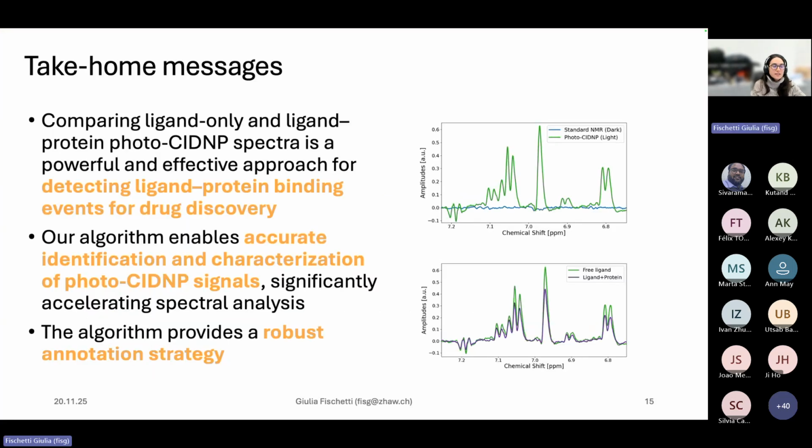I guess the take-home message from this talk was that comparing ligand only and ligand in the presence of a protein photo-kidnap spectra is a very powerful and effective approach to detect the interaction between ligand and protein, and that our algorithm was able to accurately and precisely identify and characterize the photo-kidnap signal automatically, which is really helpful for building robust annotation strategies.